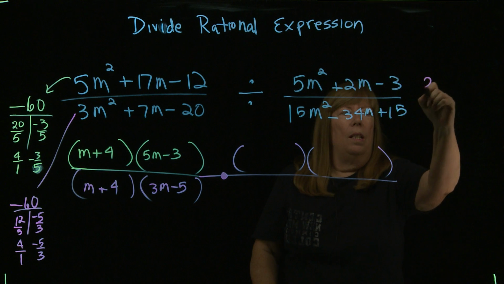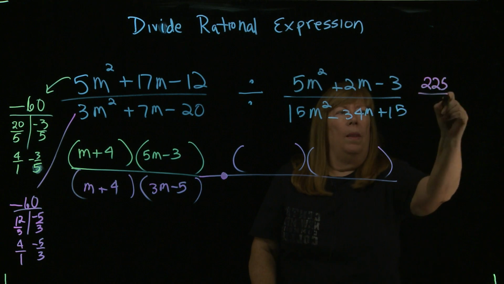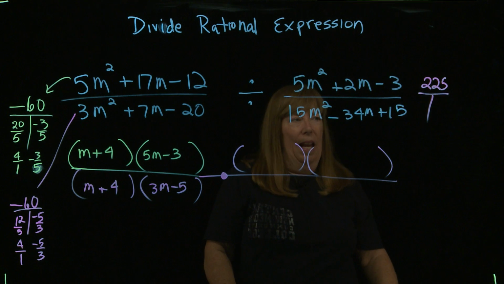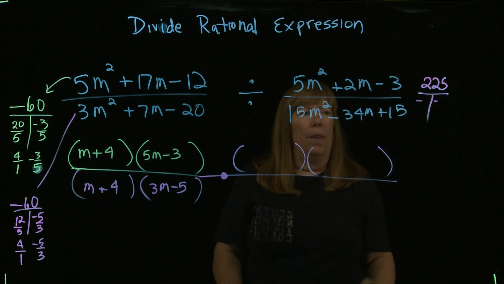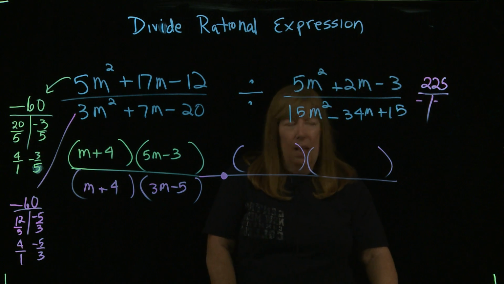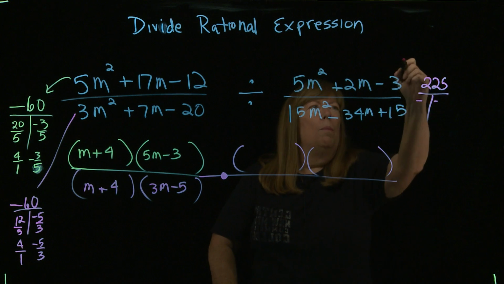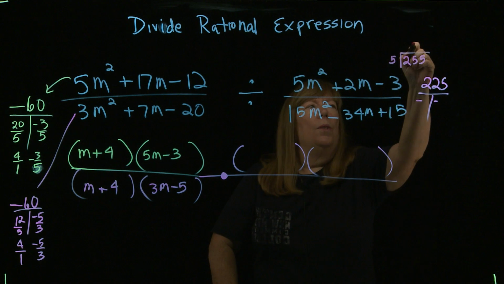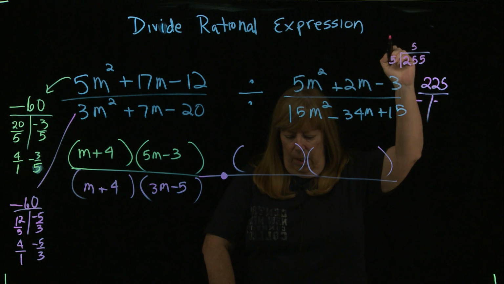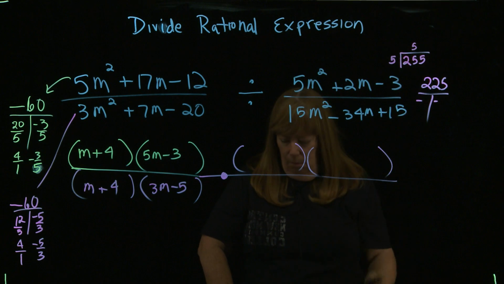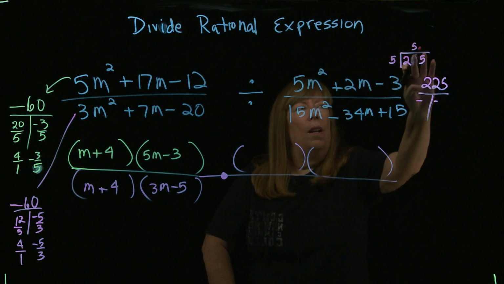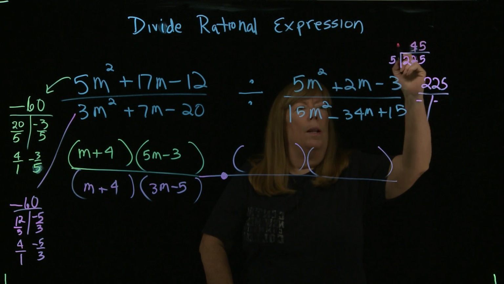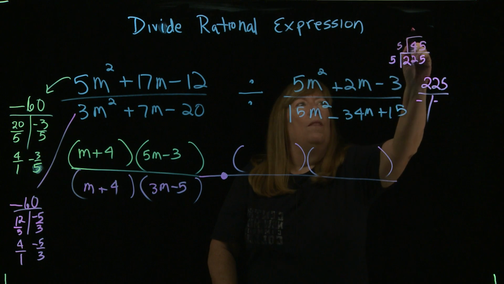15 times 15 is 225. I need two numbers that multiply to 225, but add to negative 34. Well, one thing's for certain, they're both negative, right? But again, 225 is a pretty big number. Why don't we break it down to primes and see what we see? 5 goes into this, 45 times. And 5 goes into 45 9 times.